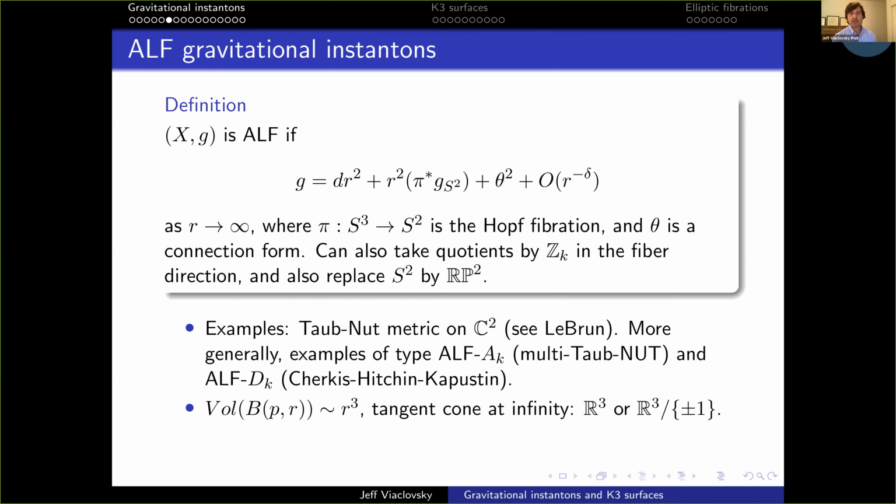The asymptotic properties of these metrics: the volume growth is proportional to r cubed, so it's non-maximal volume growth, and the tangent cone at infinity is R3 or R3 mod plus-minus 1.